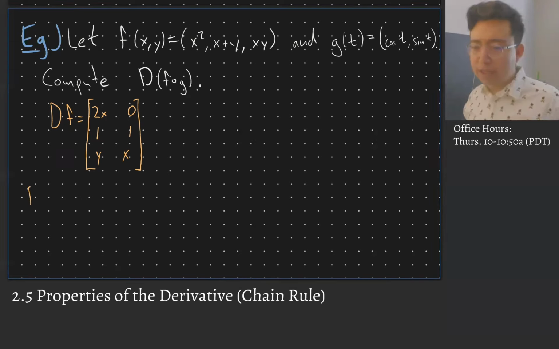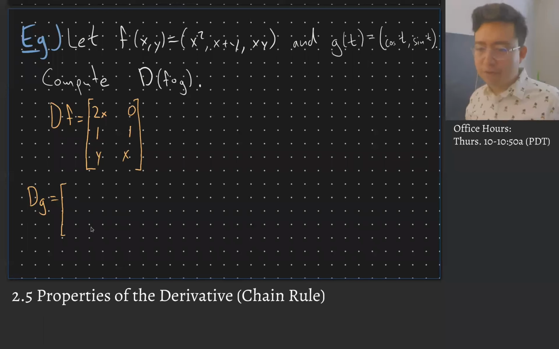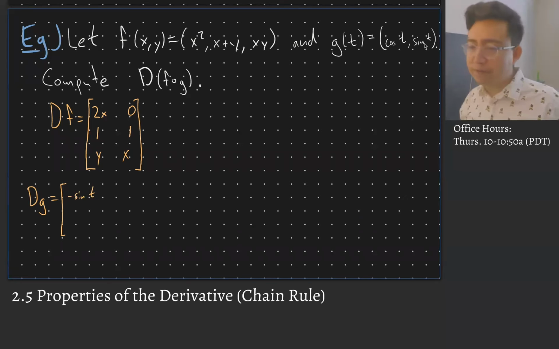Now, what if I take dg? This matrix is going to be a 2x1 column matrix, right? Because there are 2 coordinates. So you remember each row focuses on just one of the coordinates. And then there's only one variable. Each column focuses on one variable. And so there's only one column and 2 rows. So we take the derivative of cosine of t with respect to t. So we get negative sine of t. And then we take the derivative of sine of t with respect to t, which is cosine of t.